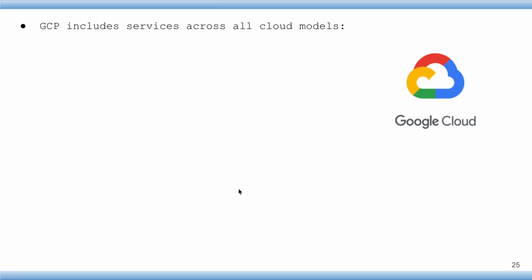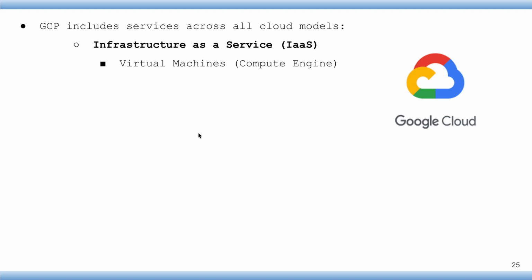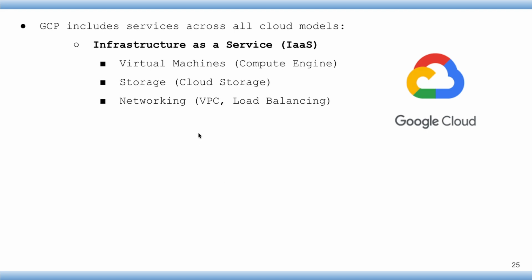GCP includes services across all the cloud models as we discussed earlier, which include infrastructure as a service, platform as a service, container as a service, function as a service, and software as a service. Under infrastructure as a service, we have virtual machines, storage, and networking. The next one is platform as a service. Under this, we have App Engine, the first product Google Cloud launched, in the year 2008.